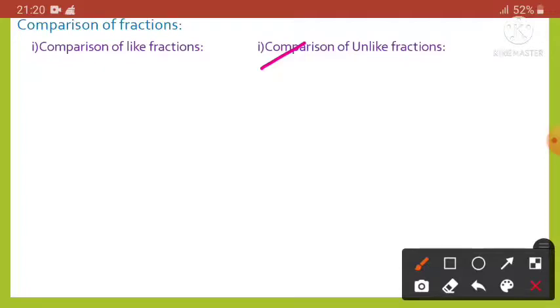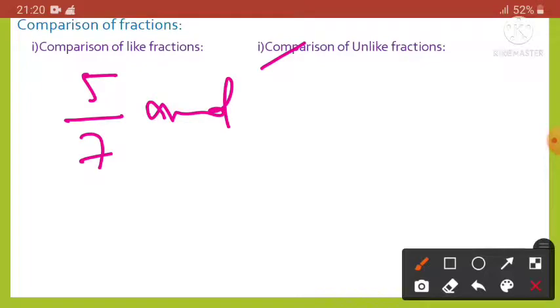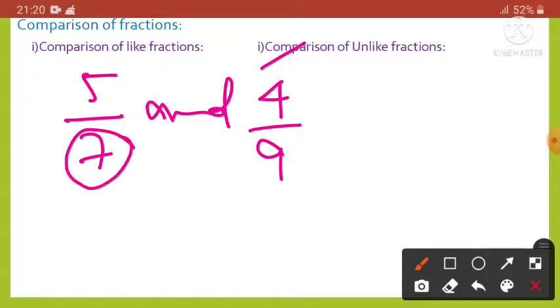Okay, so I have to take one. Suppose I am trying to compare the fractions 5 by 7 and 4 by 9. Got it? Here you can see that both the denominators are not same, they are different. So at first we have to make the denominators same, then we can compare. That means at first we have to make unlike fractions into like fractions, then we apply the same method. So here the fractions are 5 by 7 and 4 by 9.